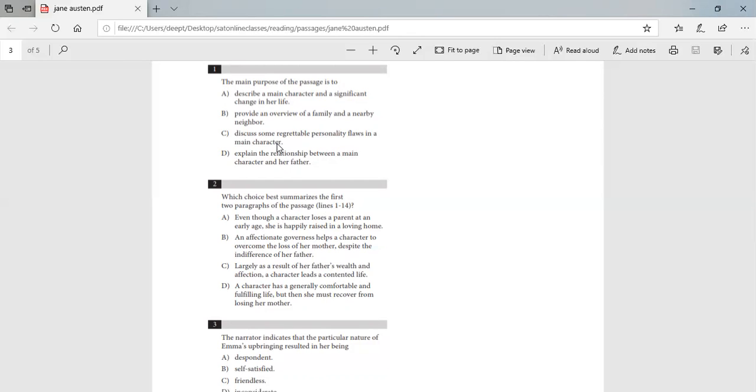Okay, so although C is somewhat given somewhere, that's not the main purpose. Hence, option C also goes out. Then we look at option D. Option D says explain the relationship between a main character and her father.